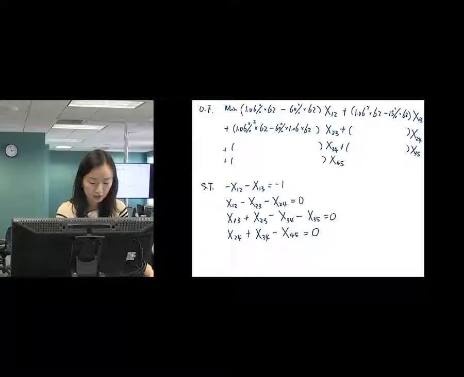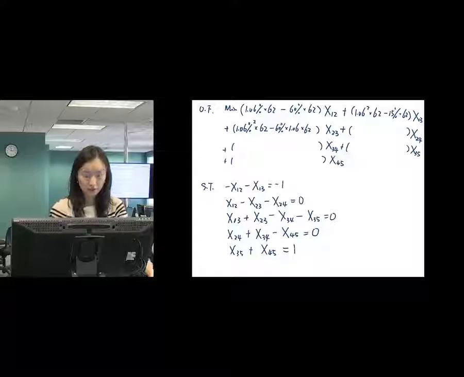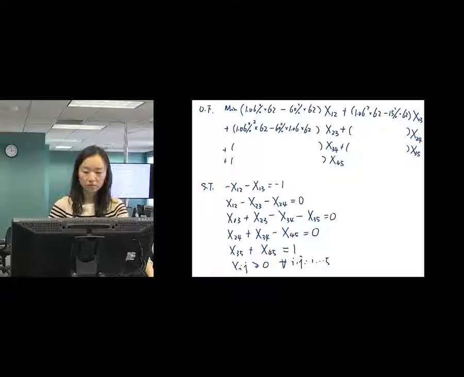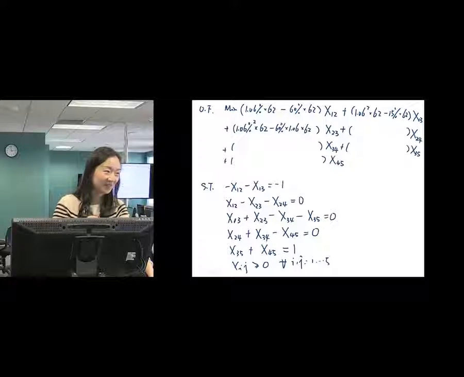Inflow minus outflow. Then the last node would be node 5. So inflow minus outflow, no outflow, equals the demand. Then all xij need to be greater than or equal to 0, for all ij from 1 to 5. And that's the model for this problem for contract 1.